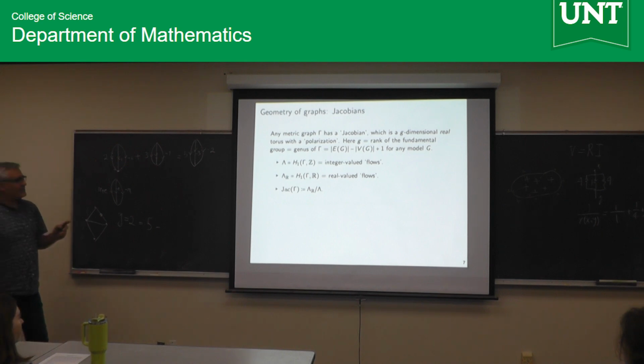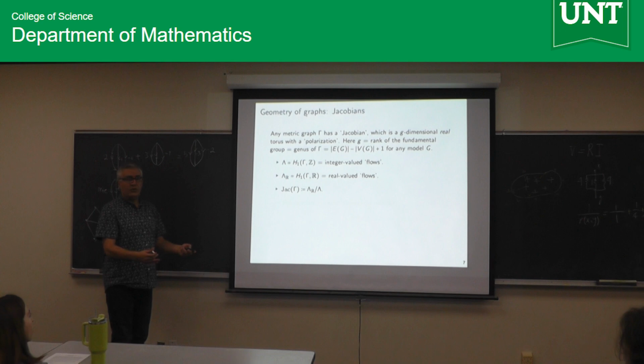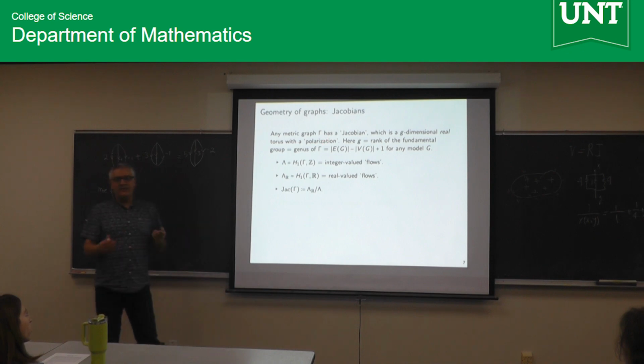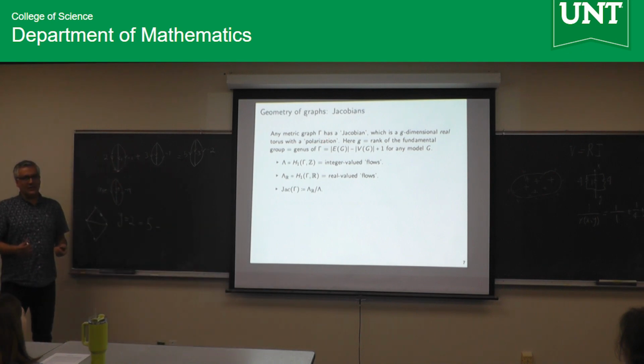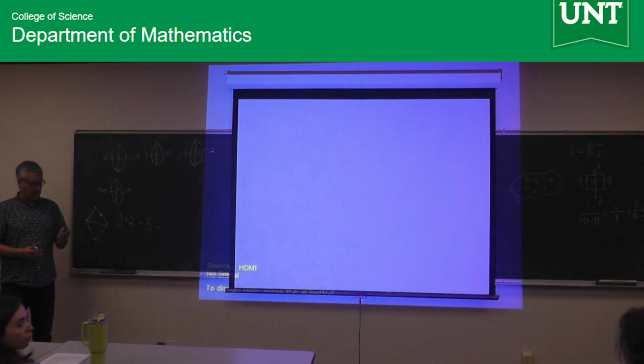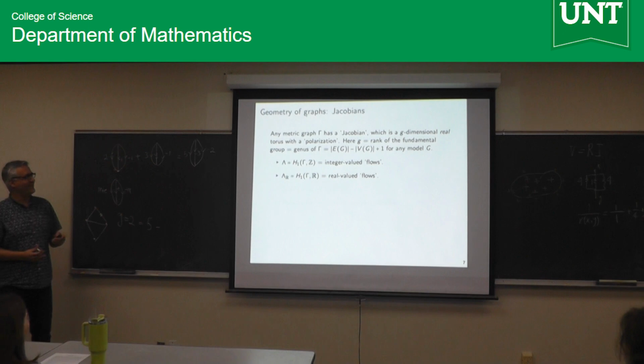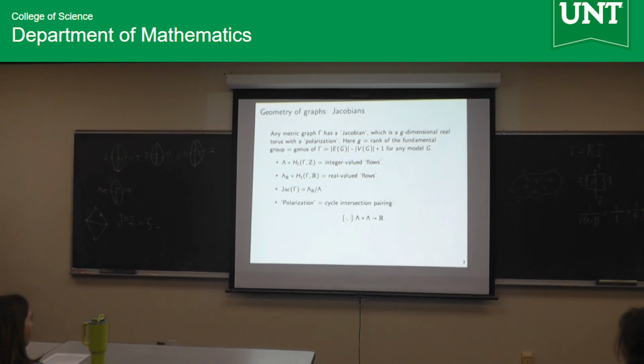Okay, so I was saying this thing is a torus, G-dimensional torus, but it has more information. I would like this word polarization. It's just a fancy way of saying I want to remember the edge lengths. I forgot them. I should be quicker in clicking. So polarization is going to be some metric data that I want to add to it. I don't want it to just be a topological torus. I want to remember this data of what I call cycle intersection.